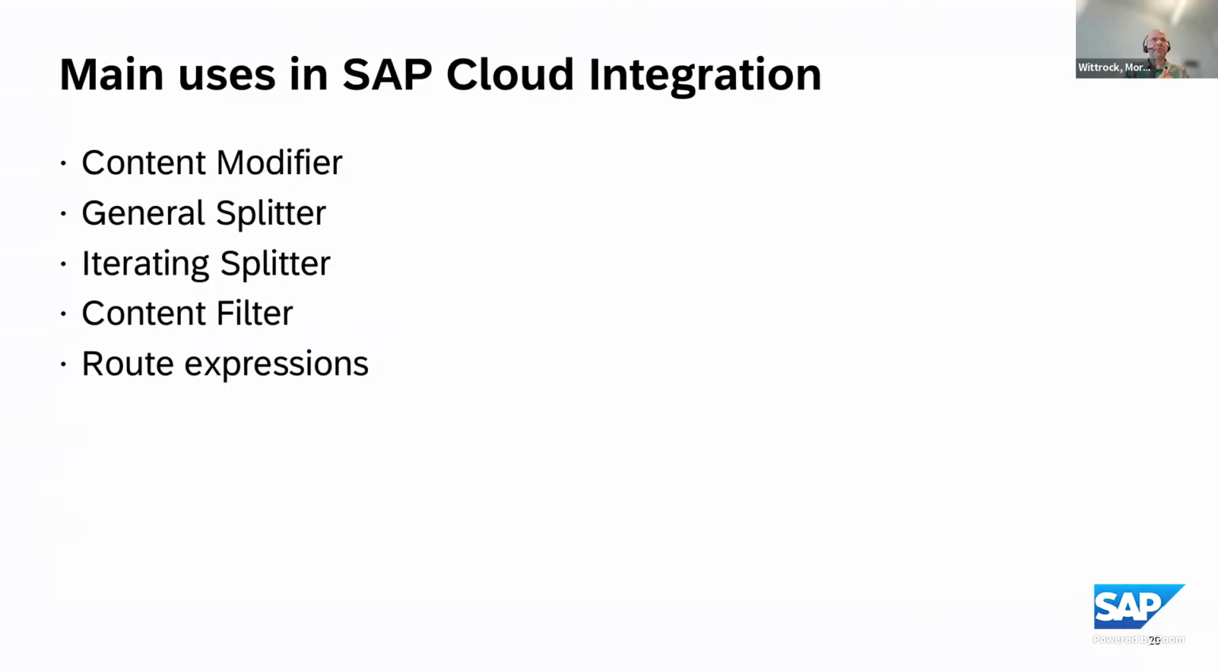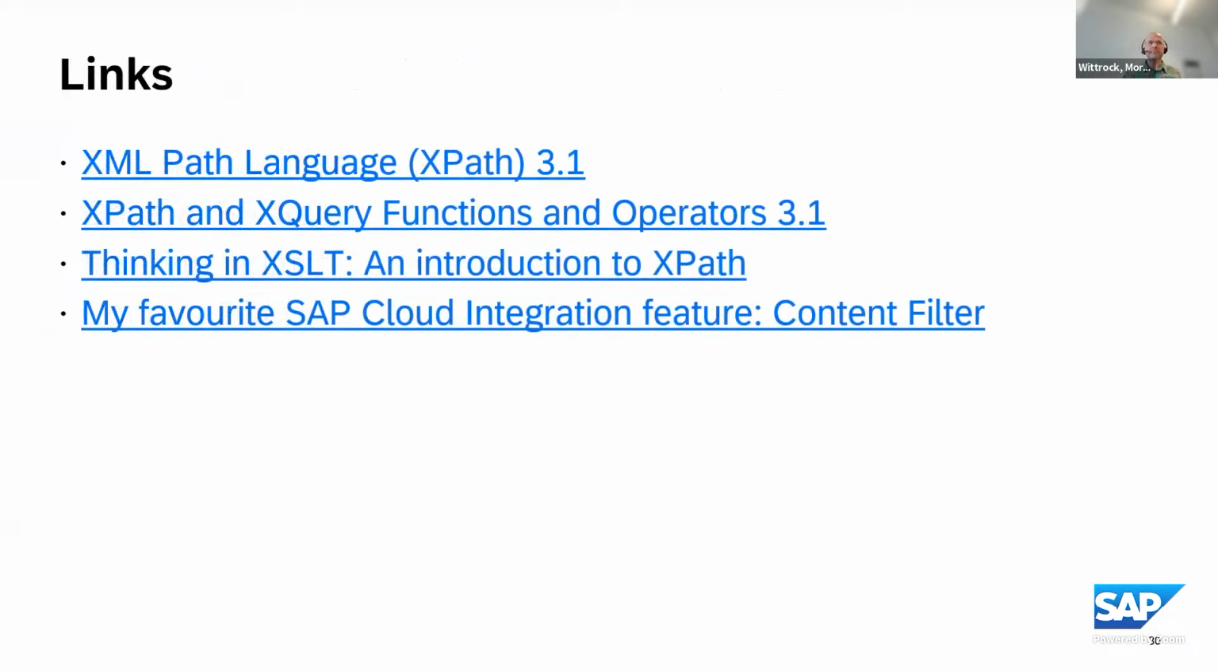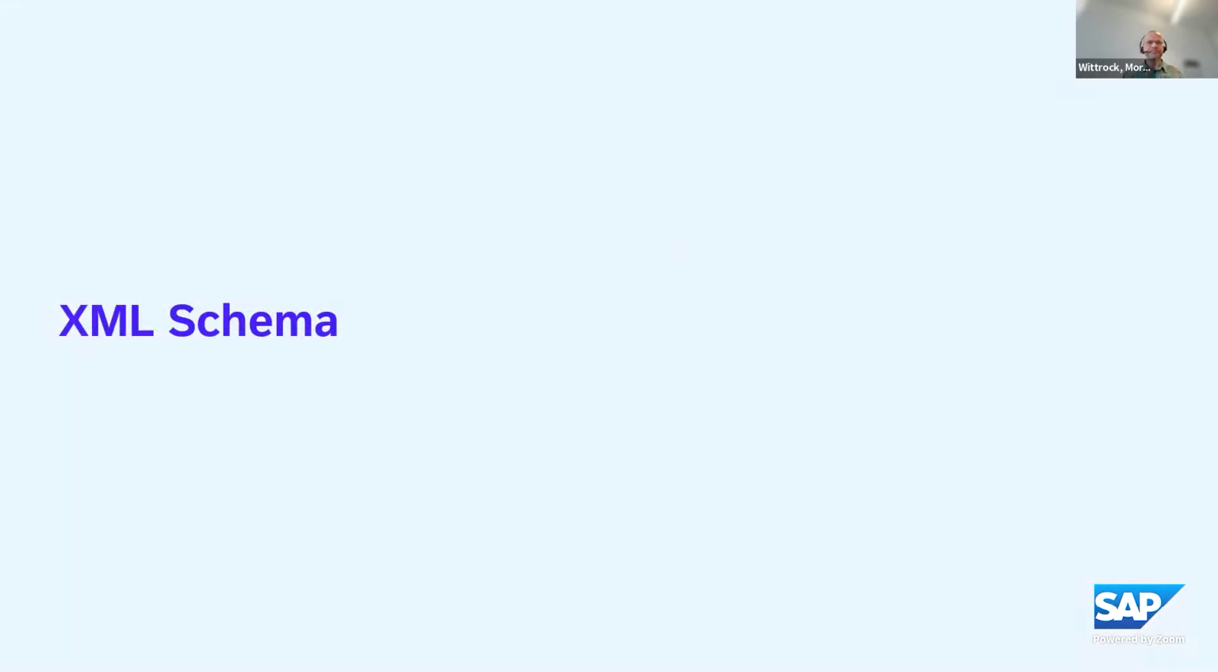Main uses in cloud integration: content modifier, a real workhorse for extracting information from an XML document. The splitters to iterate over XML content. The content filter. With that, you can do some really cool XPATH tricks as well. And then route expressions to do content-based routing, also using XPATH. A couple of links to the standard and some blog posts. That's for later. Taking us to XML schema.